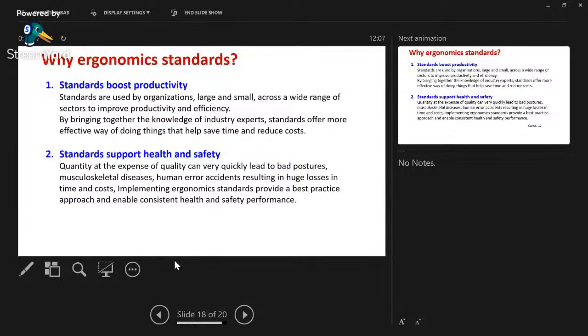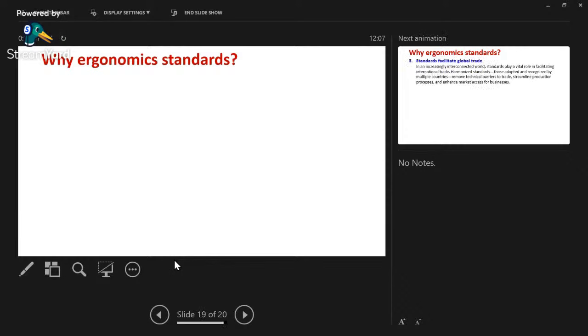They support health and safety, which I already talked about. The ISO 45001 series is a management system standard for occupational health and safety. It tells you how to manage the risks, so that it works both ways. Within the smaller organization, the risks are managed, and a larger organization employing contractors, who are basically informal workers, also has to conform to these standards, which overall manage the health and safety risks in large companies as well as in small companies. Implementing ergonomic standards provides the best practice approach and enables consistent health and safety performance.